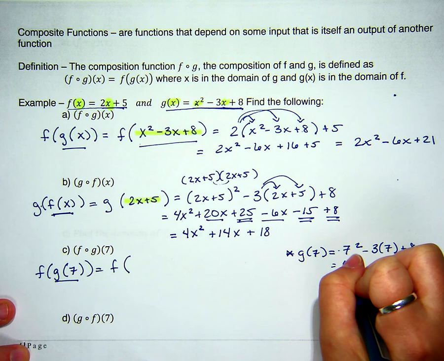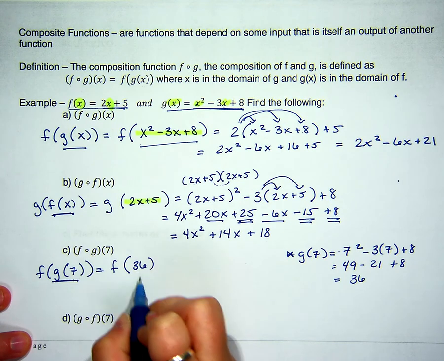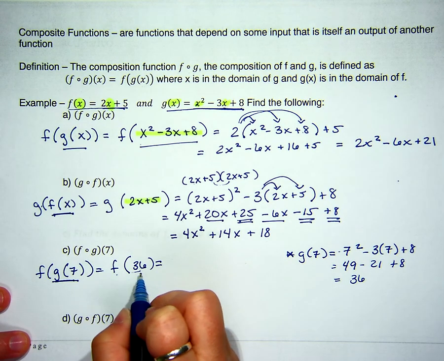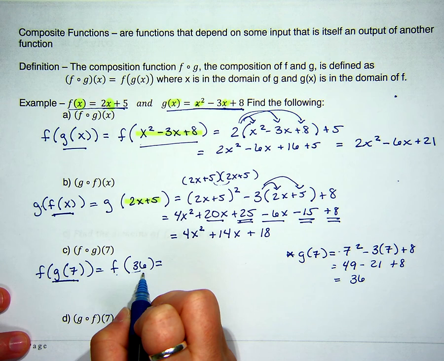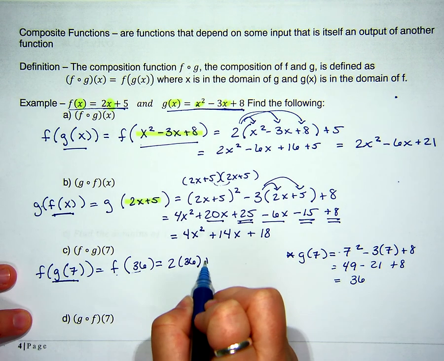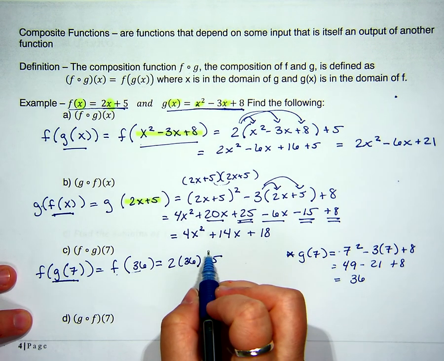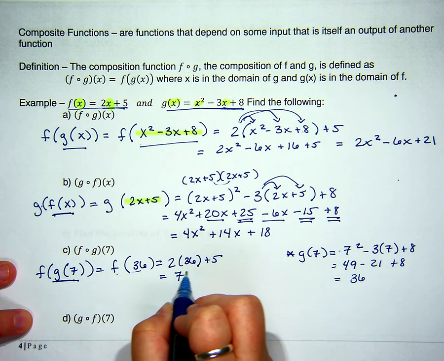So I want f of g of 7, which is 36. So I want f of 36. If I want to evaluate, wherever I see an x, I'll now put a 36. So I have 2 times 36 plus 5, or 77.